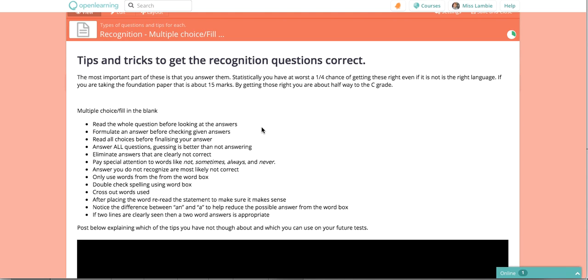The next thing is read all of the choices before finalizing your answer. Even if you know the answer is photosynthesis, read the other ones to be sure. Maybe it says another few answers and it could be all of the above.